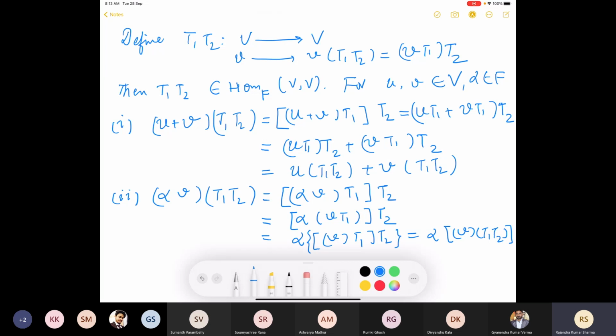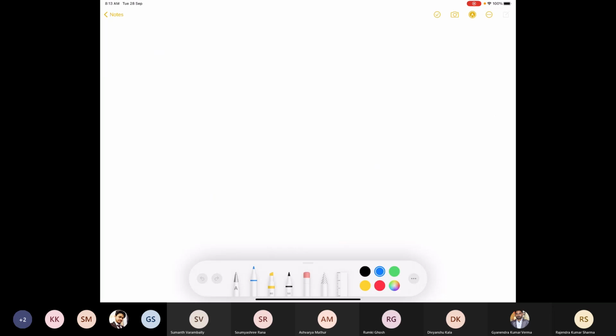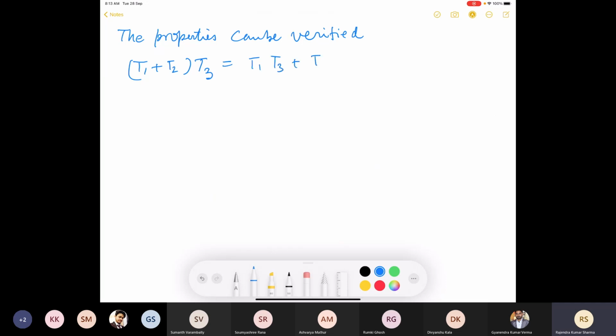There are other properties you can see that hold true for this. The other properties can be verified. So, for example, you can check the distributive law: (T1 plus T2) T3 is the same as T1 T3 plus T2 T3. That is from the right, and from the left also, T1 (T2 plus T3) is the same as T1 T2 plus T1 T3. These are the distributive laws.